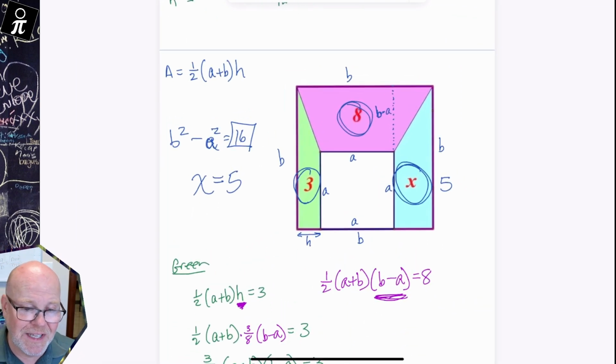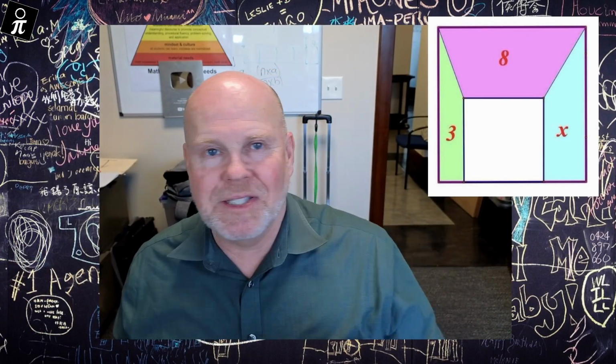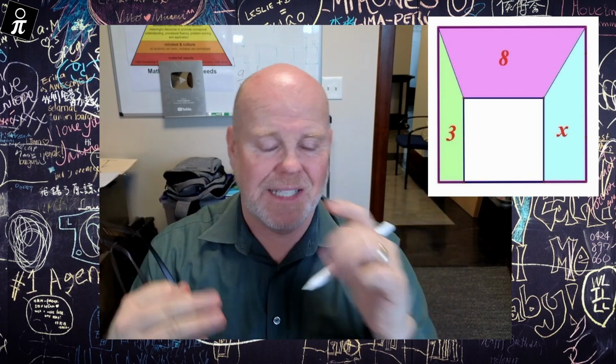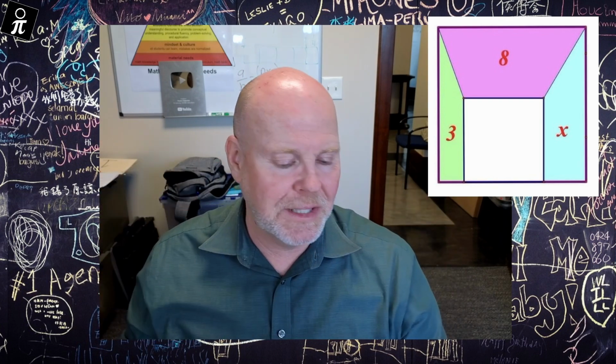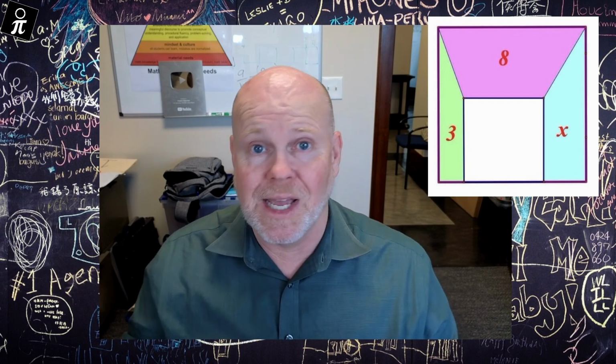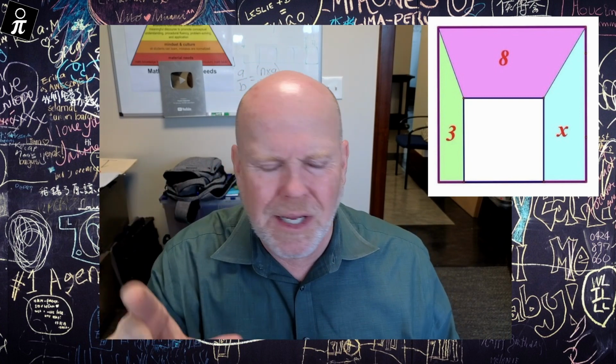And that's really kind of cool. We used the formula for the area of a trapezoid, and we did a little connecting between the two areas and the two heights of the two trapezoids, where we knew the area.